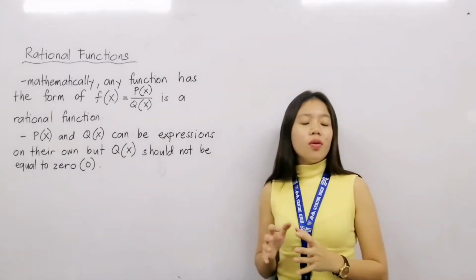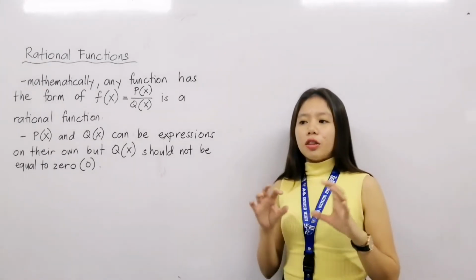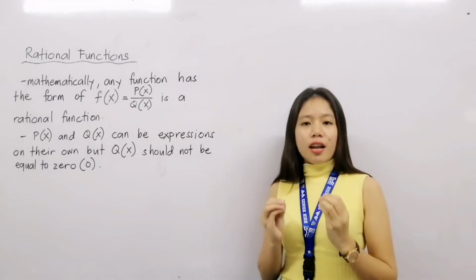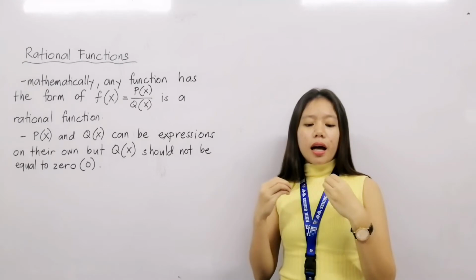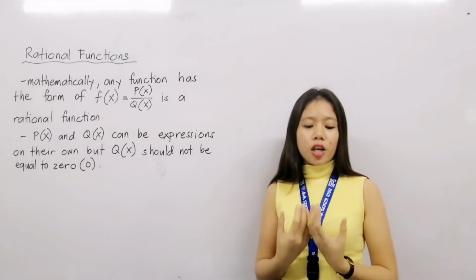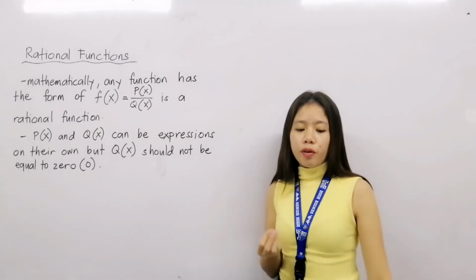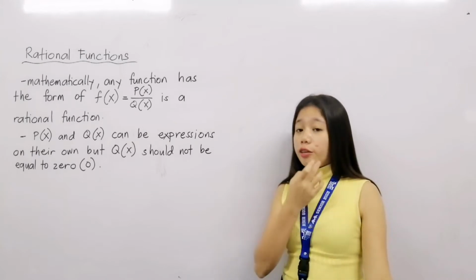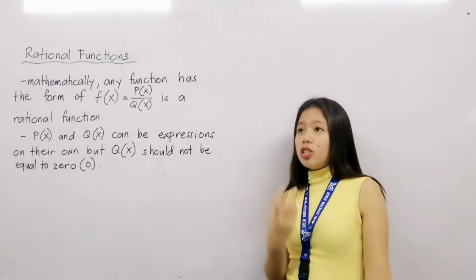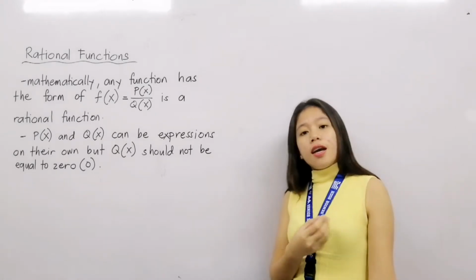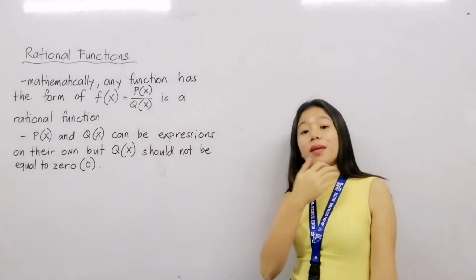So right now, in our next chapter, class, we're going to talk about rational function. A simple description of rational, an example you're familiar with, is a fraction. A fraction is rational because, when we say rational, it has a numerator and it also has a denominator.